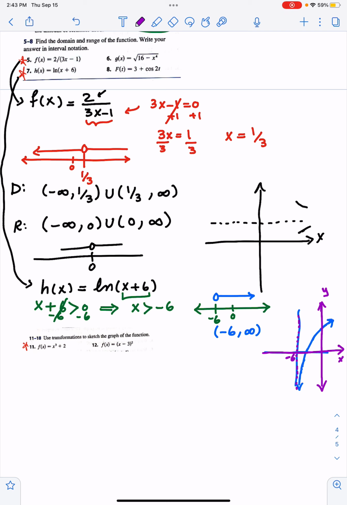But the output of ln, if you think of range as projection along the y-axis, is going to cover everything. So it's going to be from negative infinity all the way to positive infinity. So the range is negative infinity comma positive infinity.